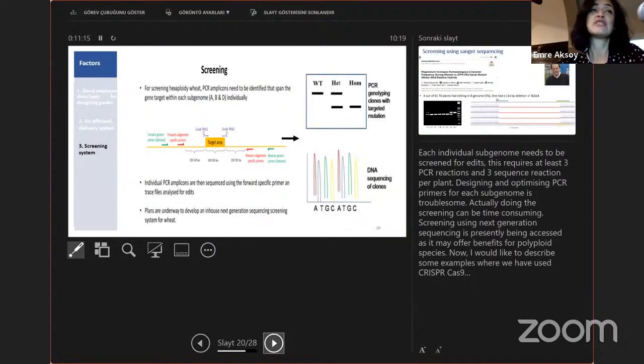The third factor, I think one of the most important and also time-consuming, is screening, especially for polyploid species. Usually we just PCR them, amplify the gene, and after that send them for Sanger sequencing. But each individual subgenome needs to be screened for edits. This requires at least 3 PCR reactions and 3 sequencing reactions per plant. It is a bit time consuming and you need to optimize your PCR. So we now start to use next generation sequencing, especially if we are targeting all 3 subgenomes.